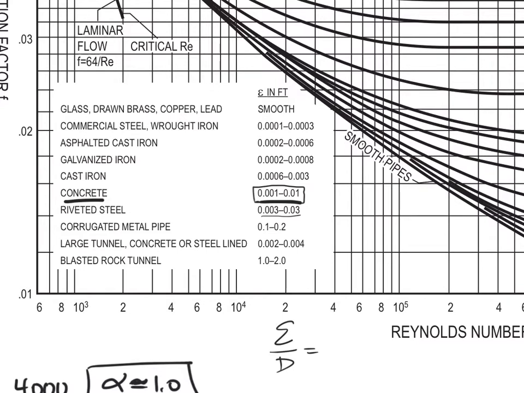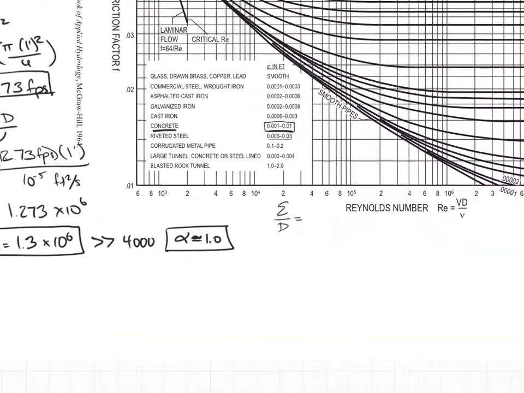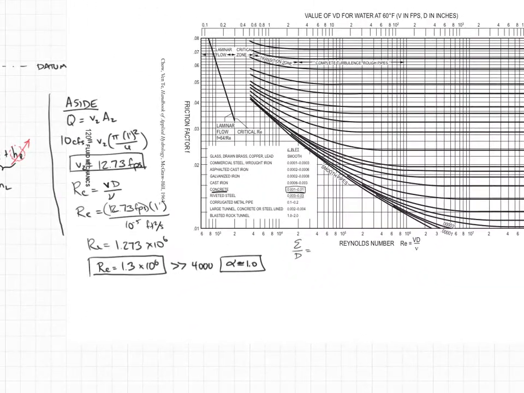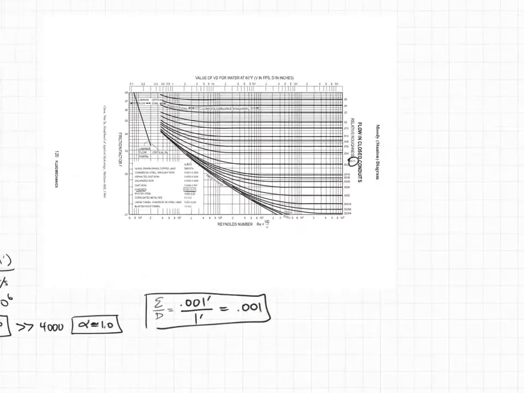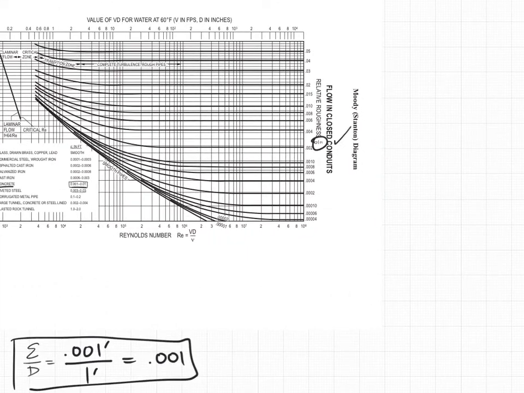So what we're going to do here is choose 0.01. Can I get you to go a little bit smaller? Okay, let's do 0.001. That's feet. We have to notice the units. And then the diameter of the pipe is 1 foot, and so epsilon over D is 0.001, unitless. So that gives us our relative roughness, check.